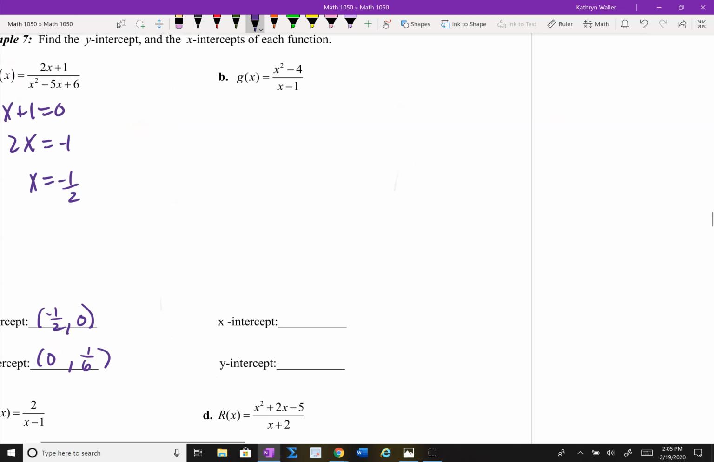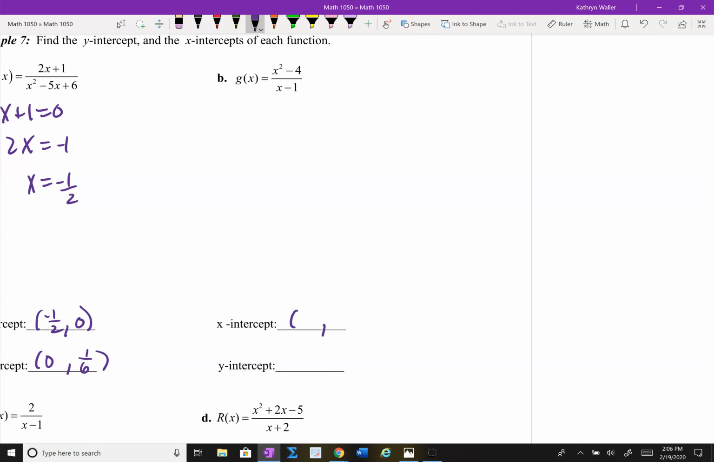Okay, let's do the next one. To find the x-intercept, let y be 0. To find the y-intercept, let x be 0. The y-intercept is a breeze. Let's do it right now. So that's a 0, that's a 0, -4 over -1, +4, done.